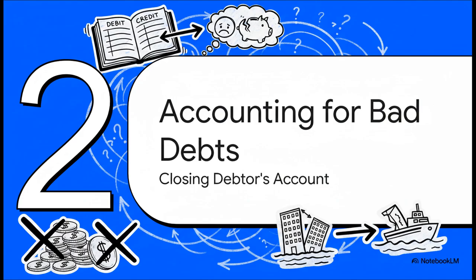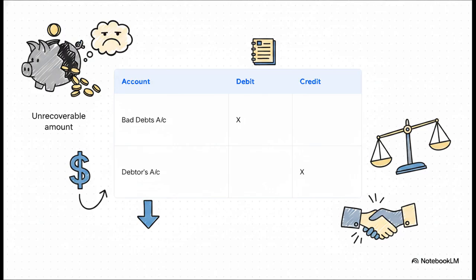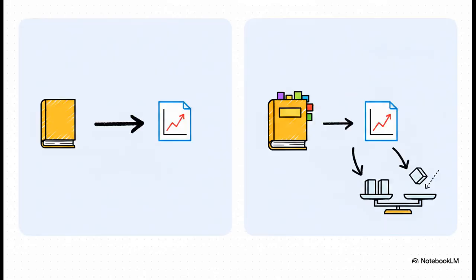That brings us to Section 2, accounting for bad debts and closing the debtor's account. Now, what's really interesting here is seeing how this real-world pain translates into a clean, logical journal entry. When a debt becomes undeniably bad, no hope left, we must close that specific debtor's personal account. It's straightforward. We debit the bad debts account, which books the loss, and we credit the concerned debtor's account. That totally wipes out what they owe us on the books. It's gone. But how does this whole thing show up in our final accounts?